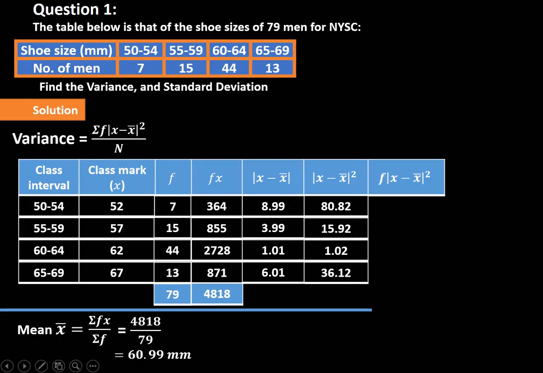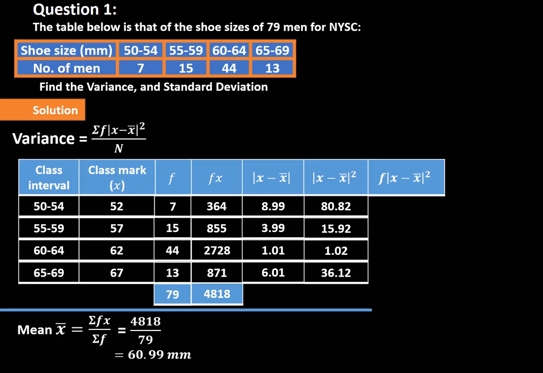So now if I square 80.82, my result is going to be 565.74. Okay, and if I square 15.92, the result is going to be 238.8. Then if I square 1.02, I'm going to have 14. Okay, this is wrong. Okay, let me go back a little bit. Sorry.